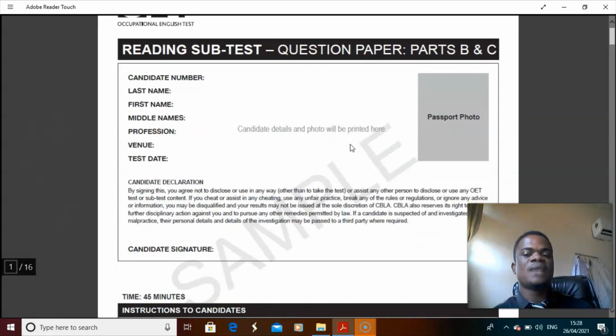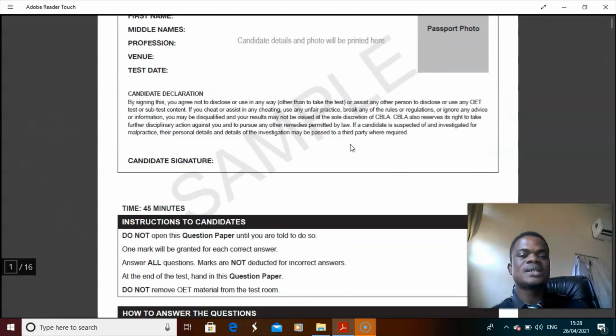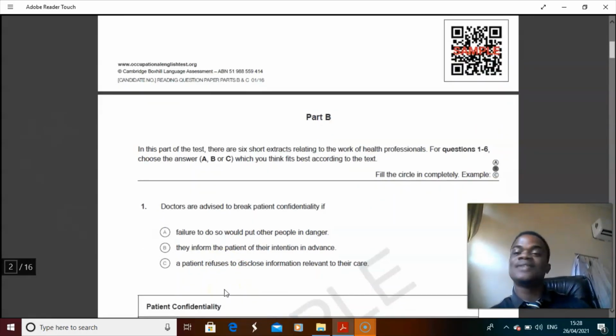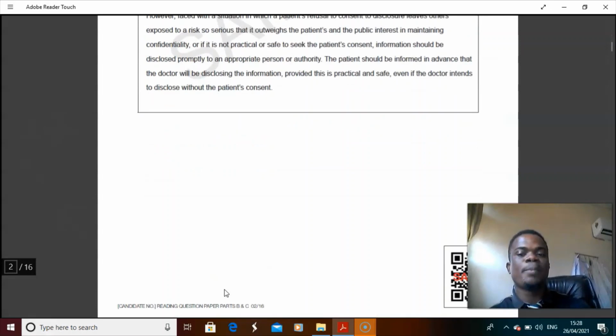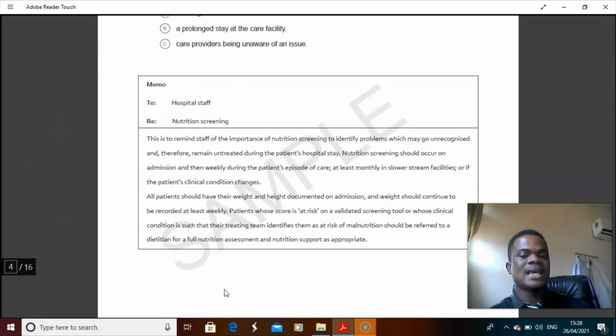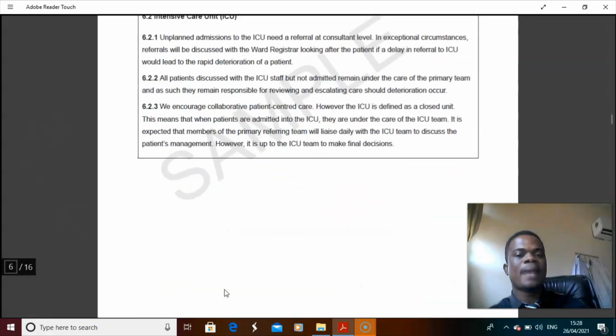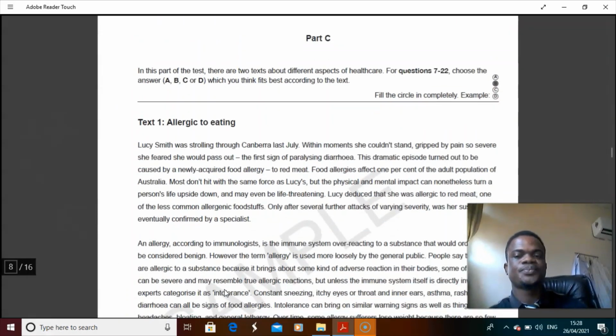In part B, you have 6 passages to read, and for each passage, you just have one question to answer. And with these 6 passages, you really need to think. You have 3 options, but with those 3 options, you really need to think to get your answer right. So instead of wasting so much time on part B, I will advise you first of all to go to part C, because you have 2 passages and 8 questions in that part. So leave part B first and go to part C first.